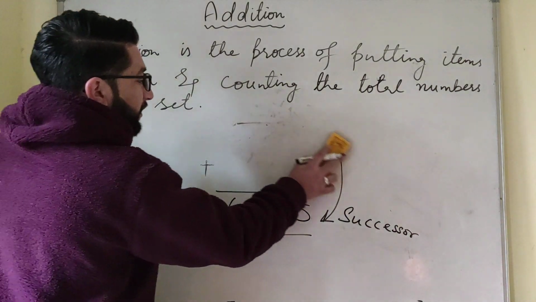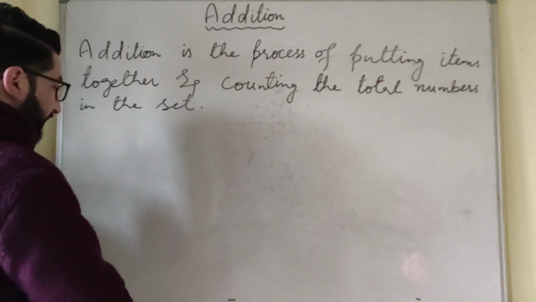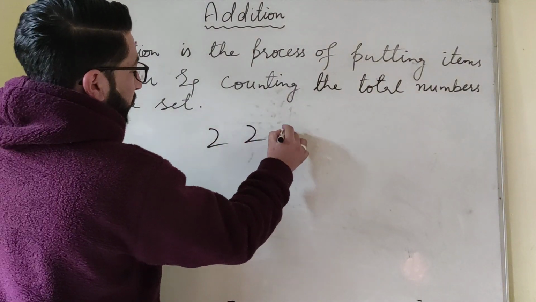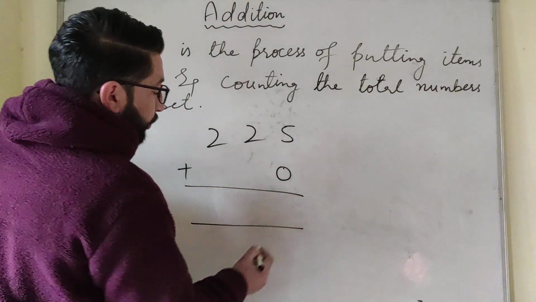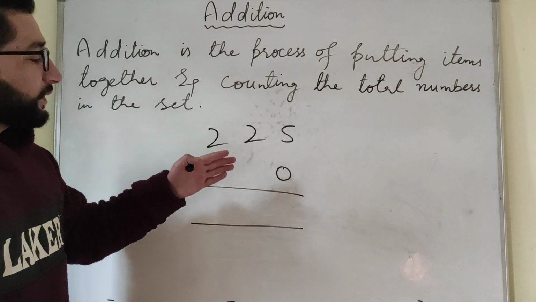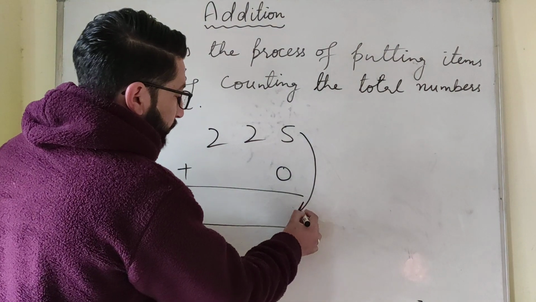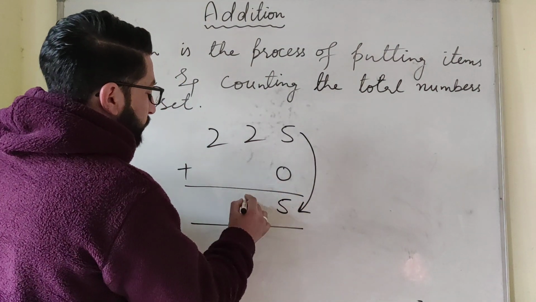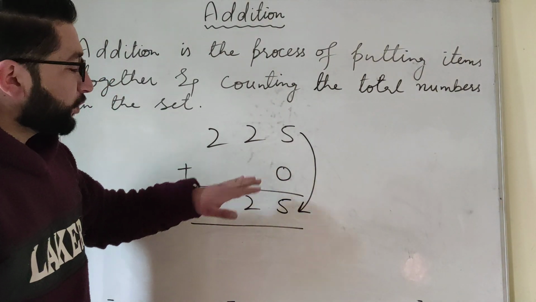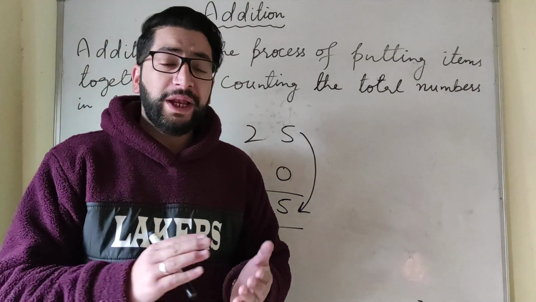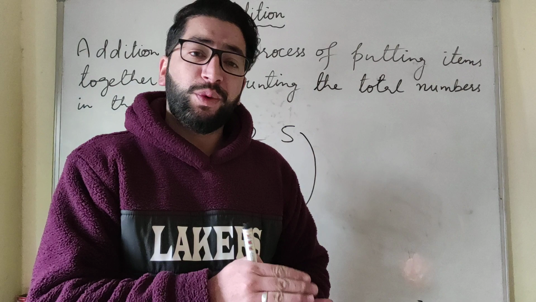And at the last I will show you if we add 0 to a given number. Suppose we have 225 and we have to add 0 to the given number. So whenever we add 0 to a given number, what we get is the same number. So here 5 plus 0 is 5, 2 and 2. So 225 when added by 0 gives us the same number. So whenever we add 0 to any number, we get the same number as our answer.